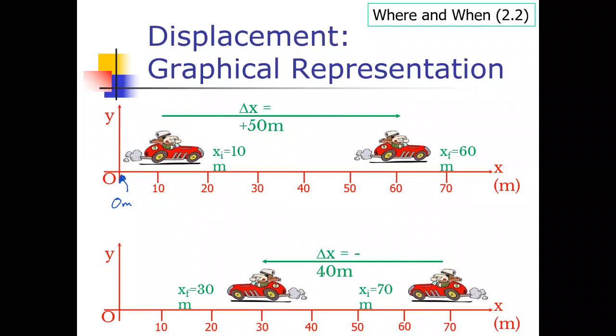Remember, the displacement is always going to be x final minus x initial. The final position is 60 meters minus the initial position, which is 10 meters. Therefore our answer is 50 meters total displacement. This displacement, remember, is a vector quantity, and as a vector quantity we have to decide what direction the object has moved in. That also is arbitrary.